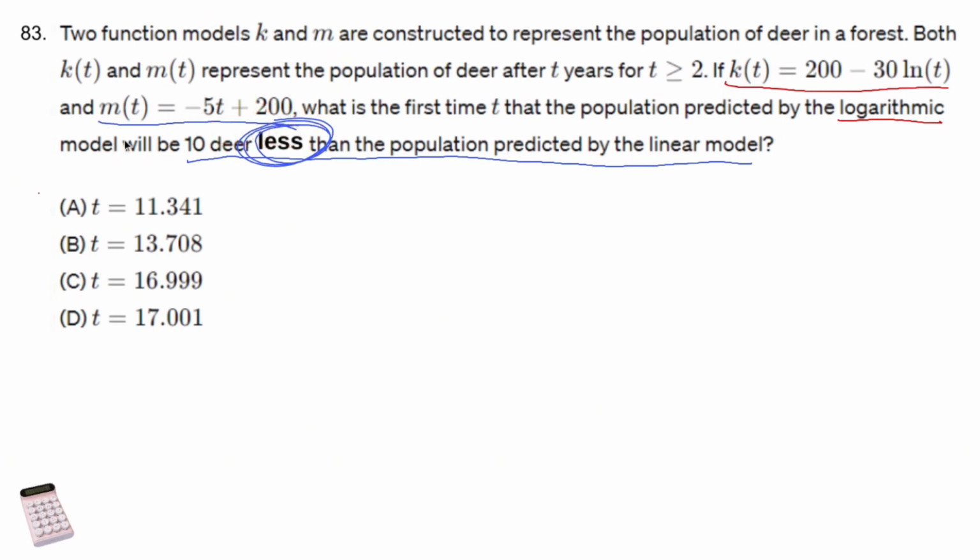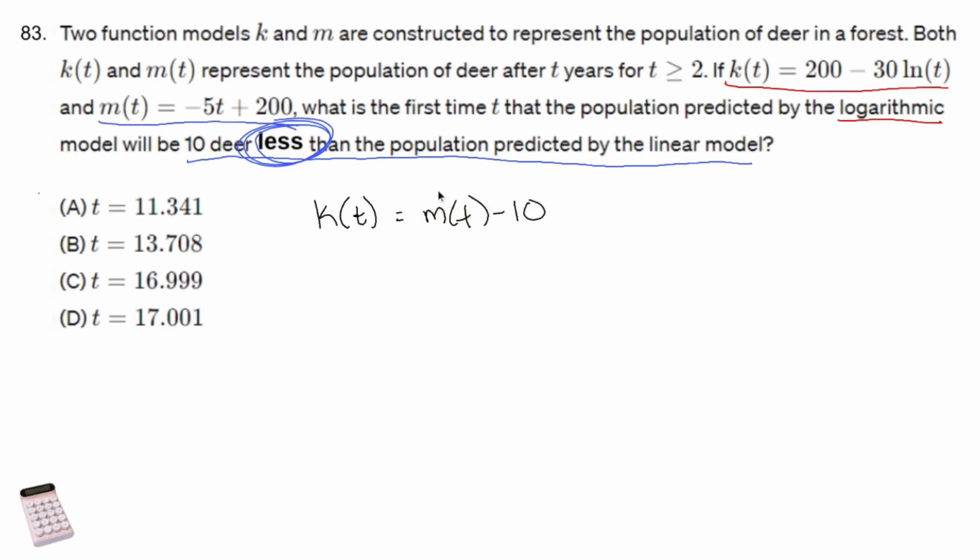So I need to see when k is 10 less than m. So basically what I'm asking is, when is k of t 10 less than m of t?